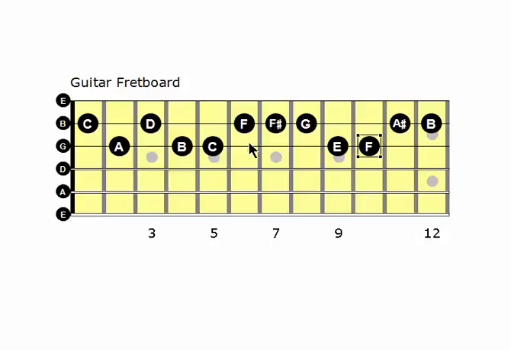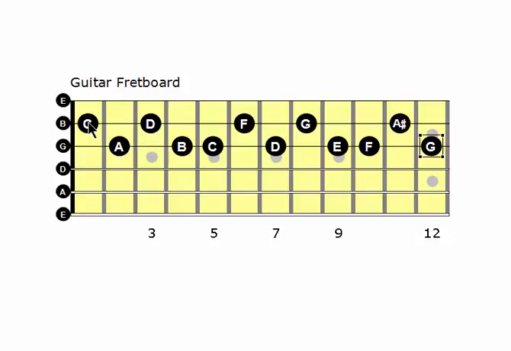Right, so now we have C. 2 frets above C is D, and 2 frets above D is E. 1 fret above E is F, eat fish, and 2 frets above E is G. And now we're ready to put our chromatic notes in, the sharps.